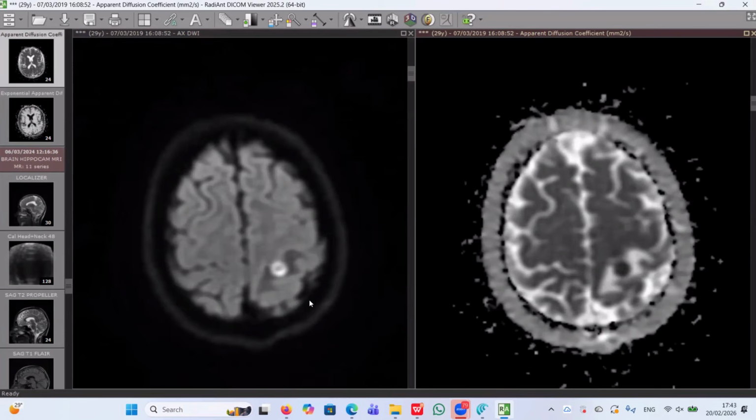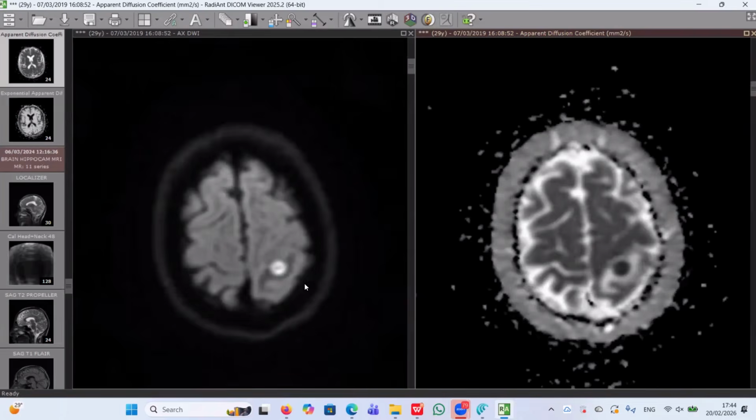I want to add something. If we want to differentiate between abscess and metastatic lesion, you should know: if the center of the lesion also is restricted, this one is an abscess. If the center is not restricted, we should think of a metastatic lesion. Also, this lesion shows a smooth, rounded outline.